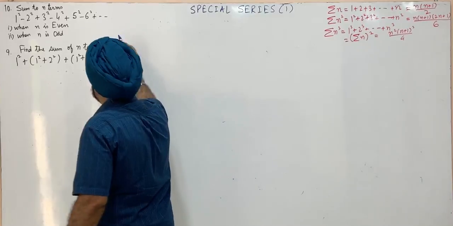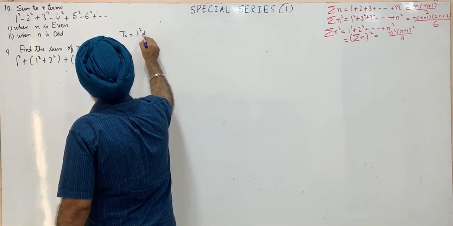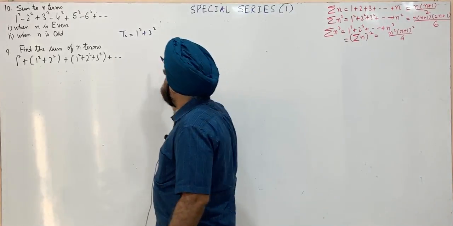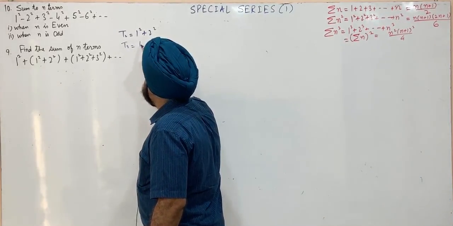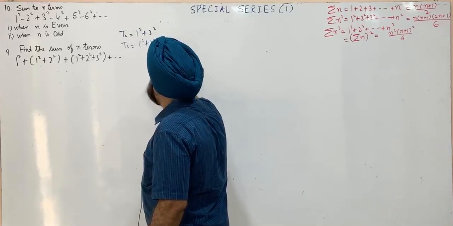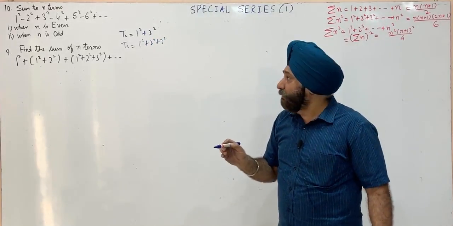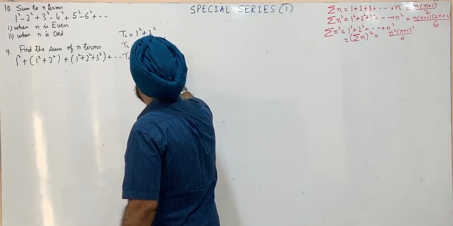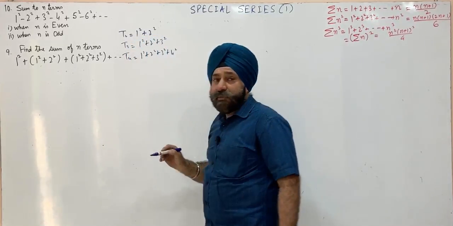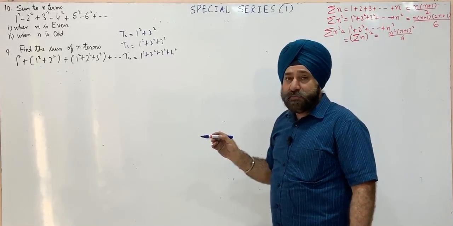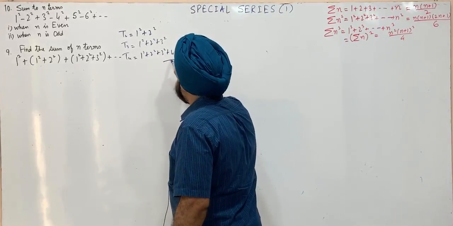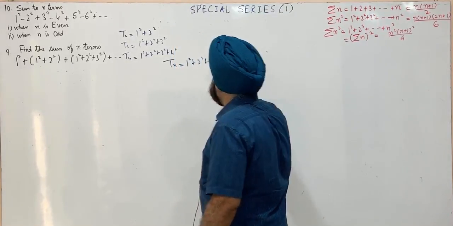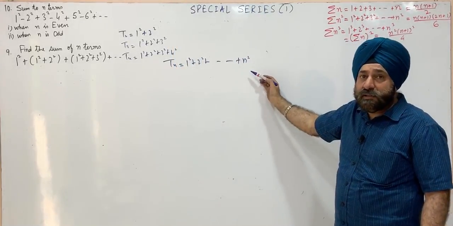This is the second term. The second term is 1 square plus 2 square, the sum of squares of the first two natural numbers. What is the third term? 1 square plus 2 square plus 3 square, the sum of squares of the first three natural numbers. What will be the fourth term? 1 square plus 2 square plus 3 square plus 4 square, the sum of squares of the first four natural numbers. And the nth term will be up to n square, the sum of squares of the first n natural numbers.